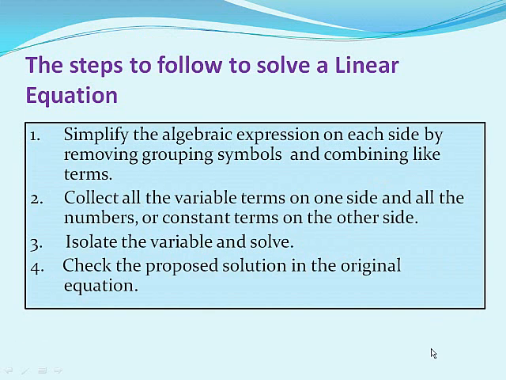The steps to follow to solve a linear equation. 1. Simplify the algebraic expression on each side by removing grouping symbols and combining like terms. 2. Collect all the variable terms on one side and all the numbers or constant terms on the other side. 3. Isolate the variable and solve. 4. And finally, check the proposed solution in the original equation.